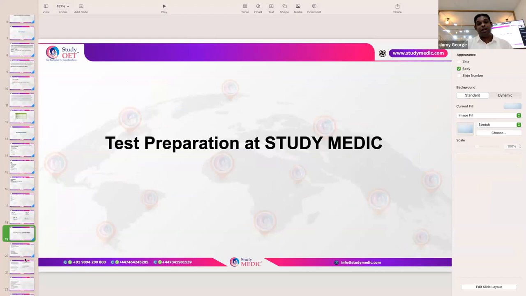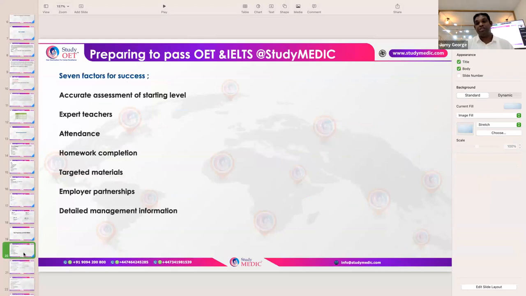Test preparation at StudyMEDIC. We already discussed the 7 factors: accurate assessment of starting level, preliminary assessment, expert teachers, attendance, formal completion, targeted material, employer partnership, and detailed management information. We already discussed that one.